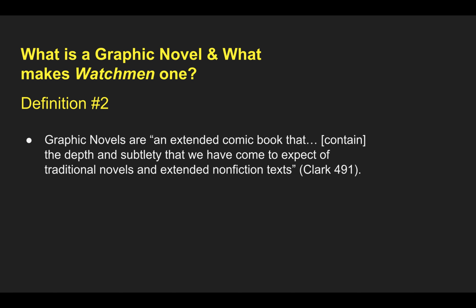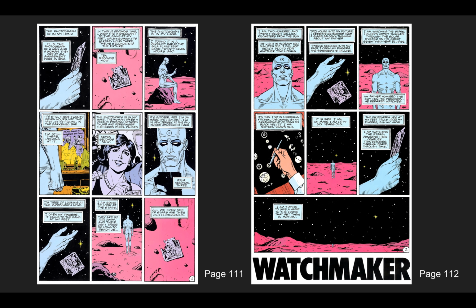So the second definition comes from one of my research scholarly sources. The definition explains that graphic novels are extended comic books that contain the depths and subtlety we have come to expect of traditional novels and extended nonfiction texts. When I first came across this quote, I immediately thought of chapter 4, pages 111 and 112, in Watchmen, where we see Dr. Manhattan sitting in space narrating the past relationship between him and Janie Slater, while also simultaneously explaining what is going on in the present tense.